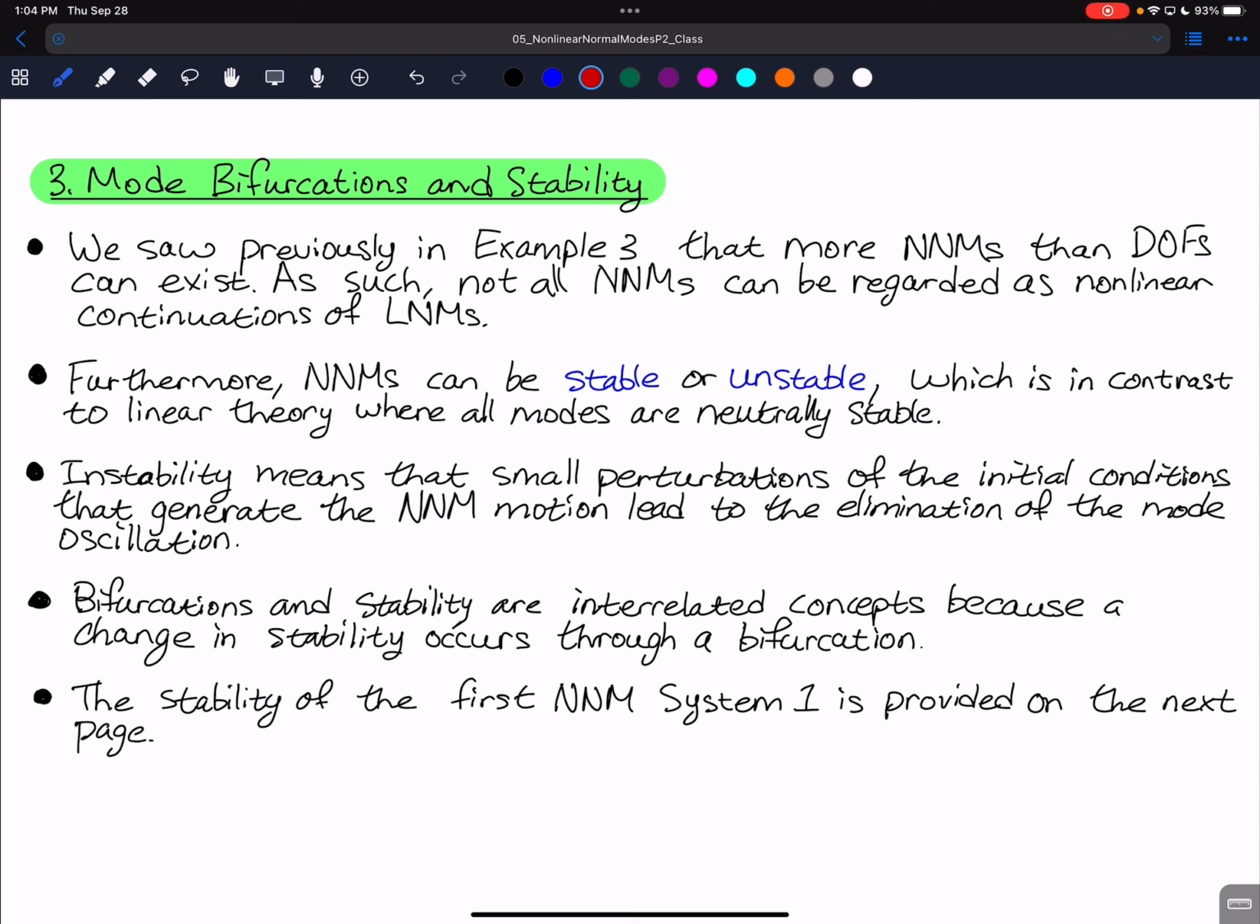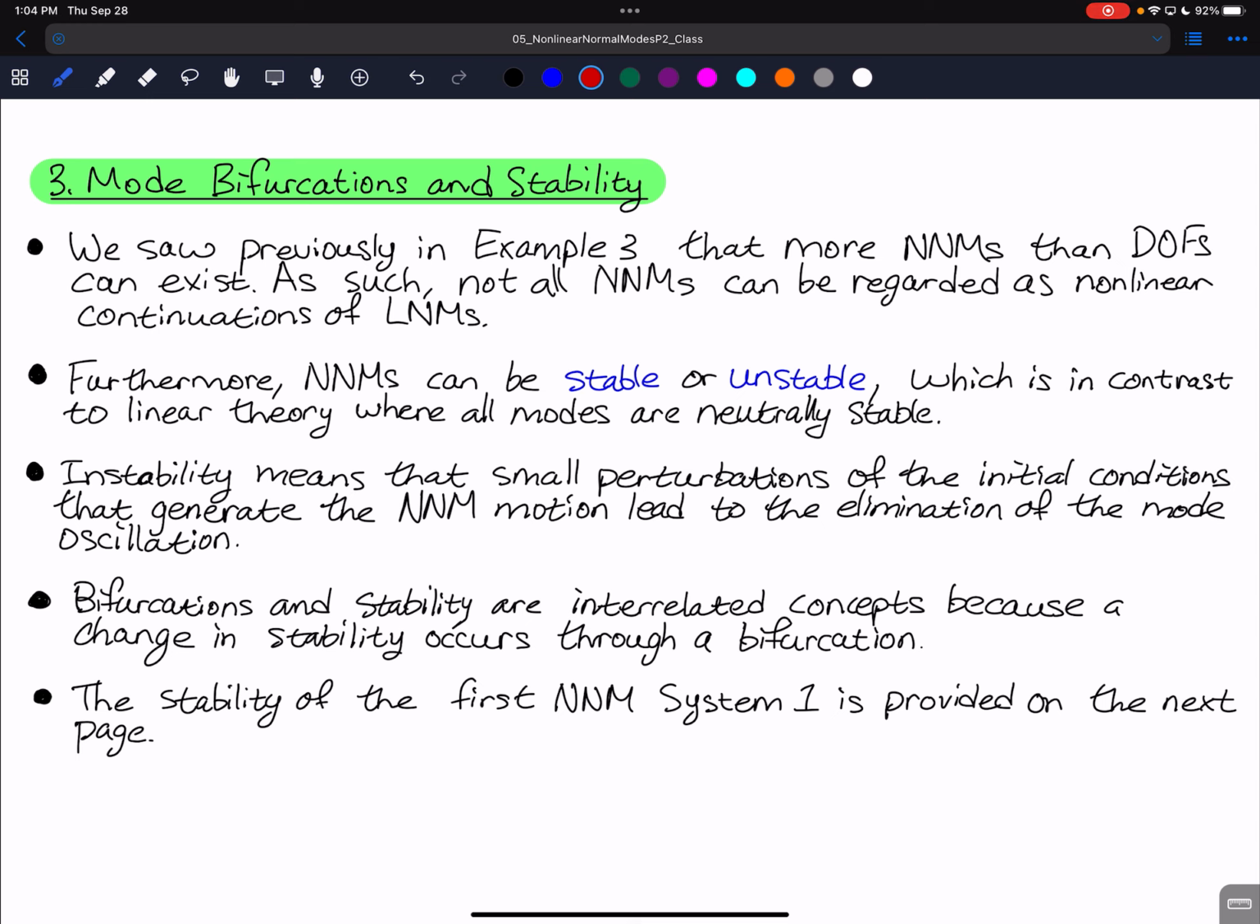Furthermore, NNMs can be stable or unstable, which is in contrast to linear theory where all of the modes are neutrally stable, so they'll always be stable for all time. And in this case, when we say it's unstable, we mean that a small perturbation of a set of initial conditions that generate a particular NNM will lead to the elimination of that mode. You'll get a branch hopping and you'll jump onto some other solution instead. Yeah, bifurcation and stability are interrelated concepts because change in stability occurs due to a bifurcation.